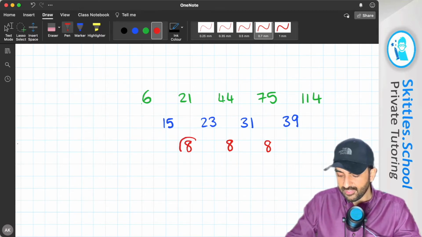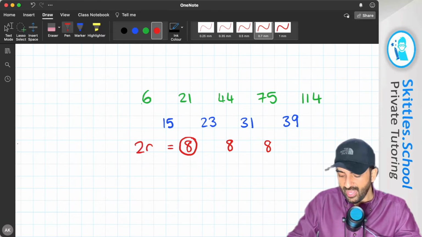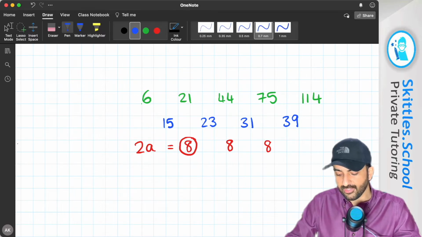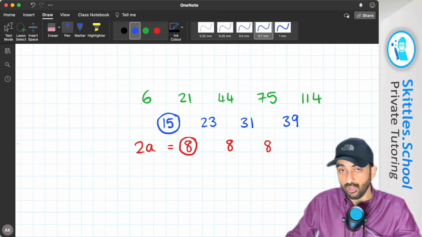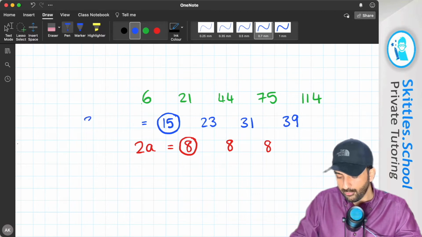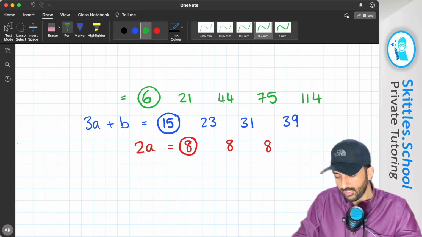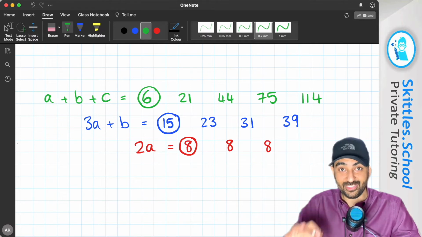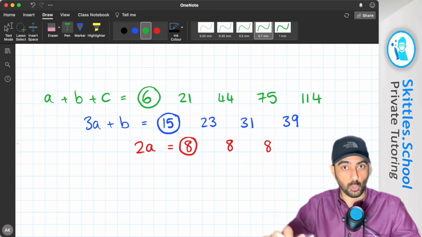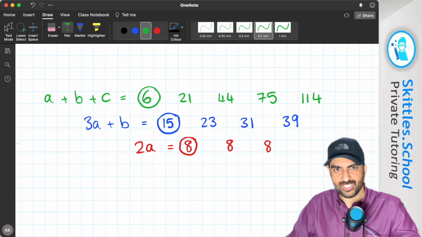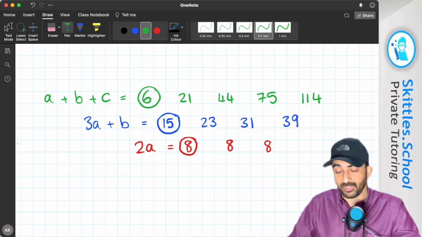We can say that the first number of the last row is equal to 2a. We can say the first number of the middle row is equal to 3a plus b. And we can also say the first number of our sequence is equal to a plus b plus c. And these will be the same for all quadratic sequences. So we can use these to deduce a, b, and c.